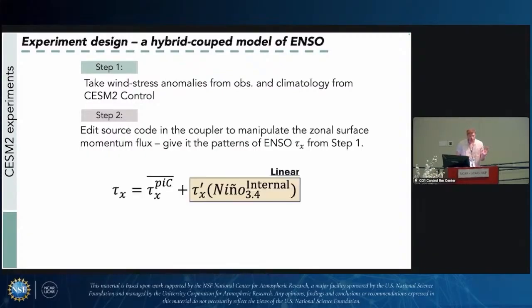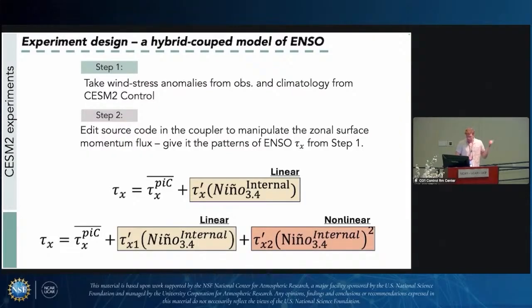In a simple formulaic expansion, you could think of this as a first-order polynomial where your wind stress in the tropical Pacific is equal to a 365-day climatology from the PI control with this additional linear term, which is just the anomaly of wind stress multiplied by the internal Niño 3.4 index. So it evolves freely within the model. And then you can just add a second-order term, so quite simple. The second-order term is proportional to the square of the Niño 3.4 index internal to the model.